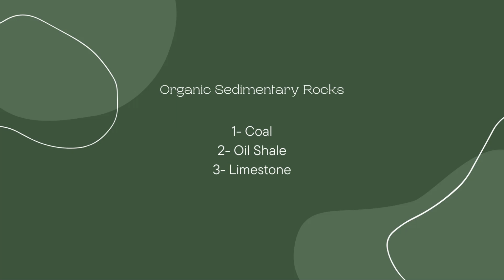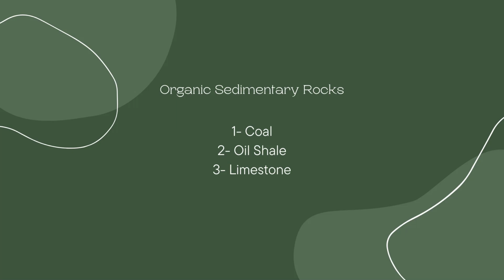These rocks are usually formed in environments where there is abundant organic material, such as swamps, bogs, and shallow marine environments. Some common examples of organic sedimentary rocks include coal. This rock is formed from the accumulation and compression of peat, which is partially decomposed plant material. Coal is an important fuel and energy source.